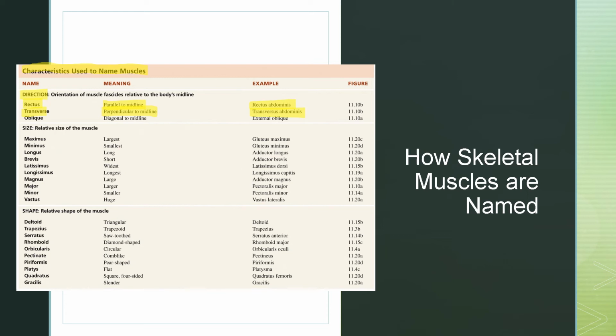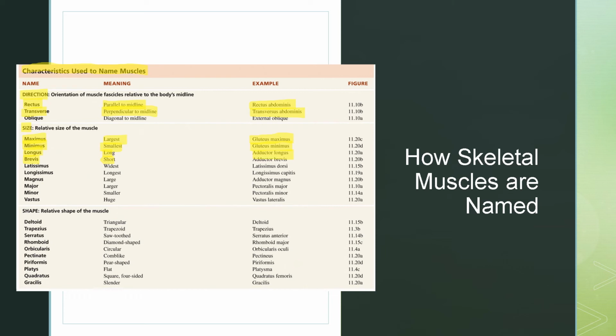Another characteristic would be size. So things like maximus, minimus, longus, brevis. These are largest, smallest, long, short. Examples would be things like the gluteus maximus, gluteus minimus, adductor longus. So the adductor longus is a muscle that adducts, and it's a long muscle. So just use these characteristics in order to help you determine what the muscle does and its location as well.